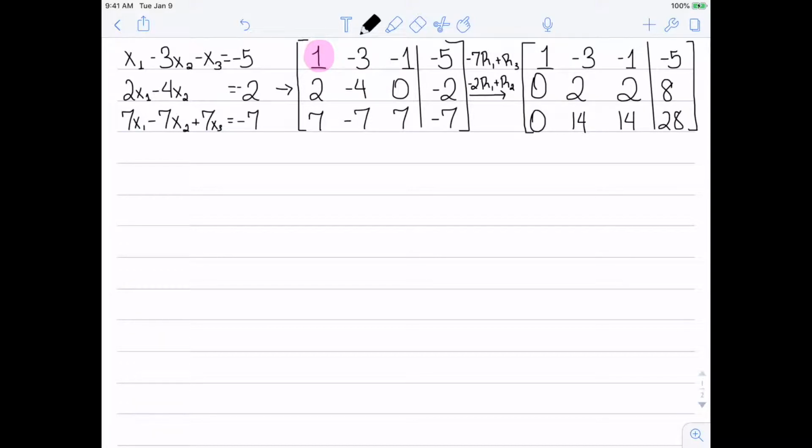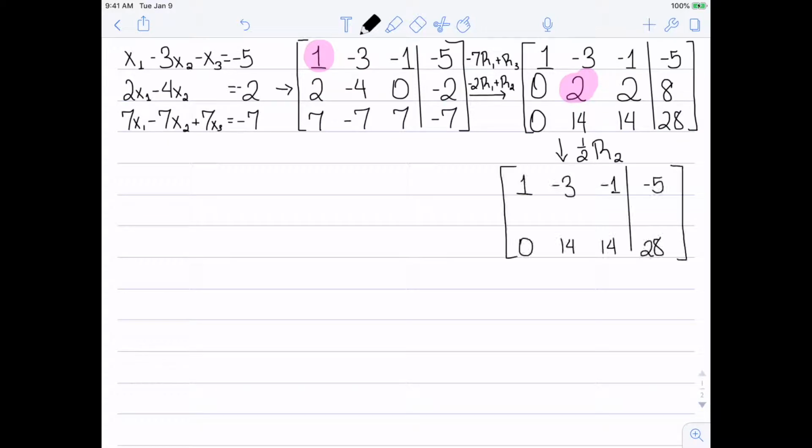So we now have the first column the way we want it, and our next step is to get a 1 in this spot right here. So we'll multiply the second row by 1/2. We know the first and third rows will not change. And then we just divide the second row by 2. And that gives us 0, 1, 1, 4.